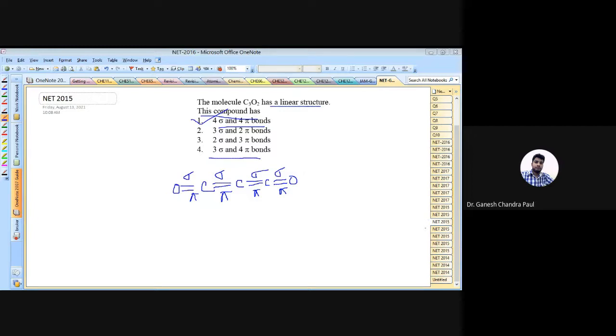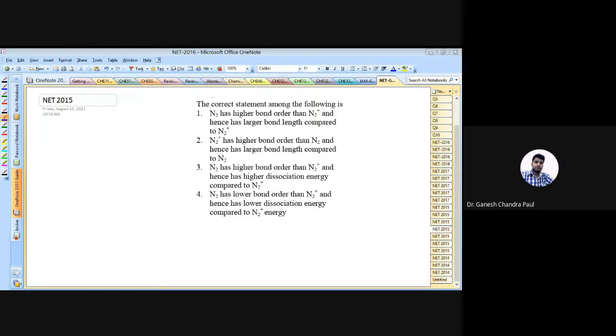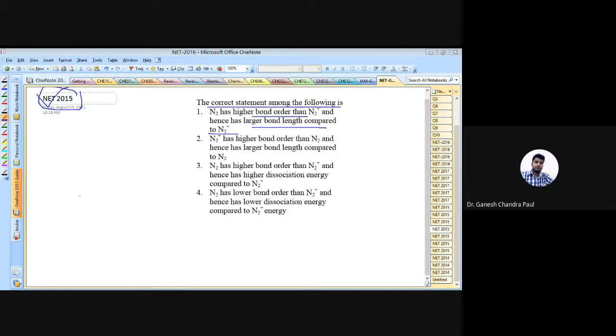Okay. So next question, the correct statement among the following. That question came in Jan 2015. This you also have to solve with the help of molecular orbital theory and the molecular orbital diagram of the dinitrogen molecule. Nitrogen has higher bond order than N2 plus and hence has larger bond length compared to N2 plus. First, as you know, the bond order of the nitrogen molecule according to molecular orbital theory is 3, right?